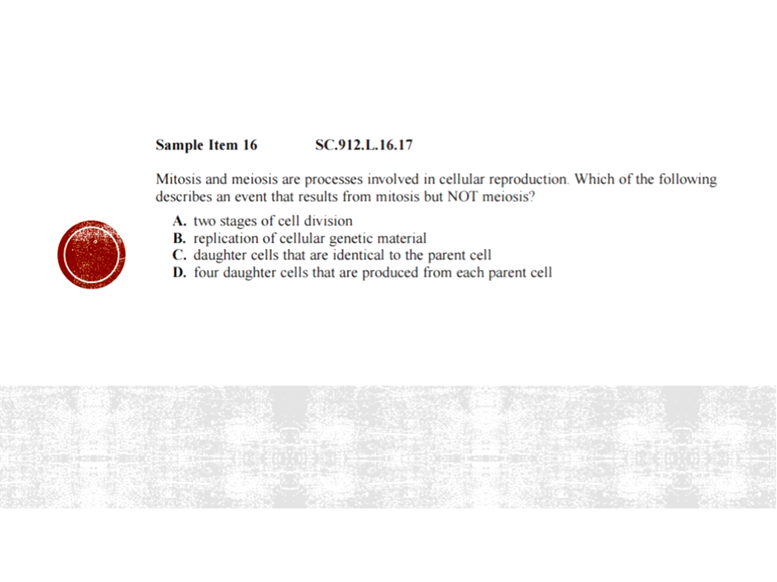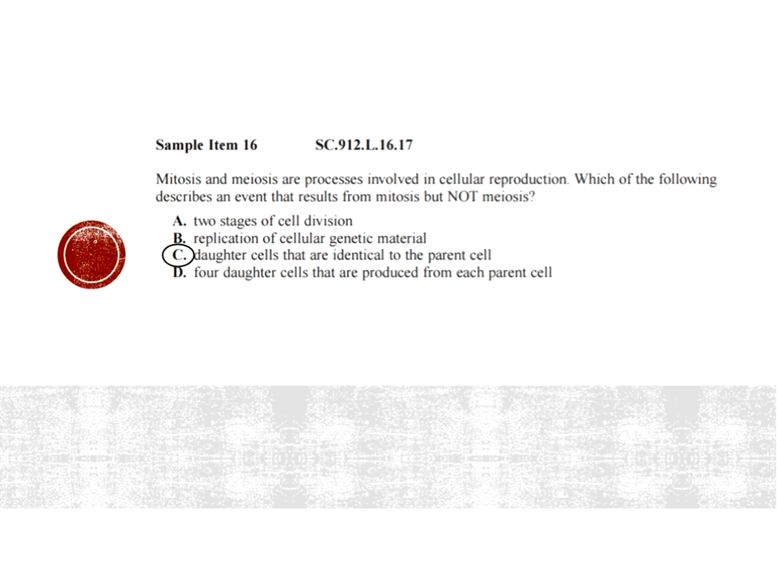So which of these? Two stages of cell division, replication of cellular genetic material, daughter cells that are identical to the parent cell, or four daughter cells being produced. Which of those would not be found in meiosis, but they are in mitosis? Good, yes, C, very good.